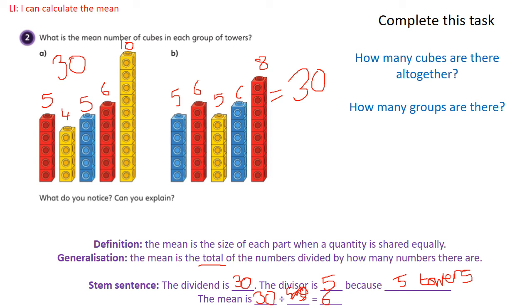So what do you notice? The mean for this set is 6. The mean for that set is 6. But the towers are not the same, are they? How could that be? I'll let you think about that one.